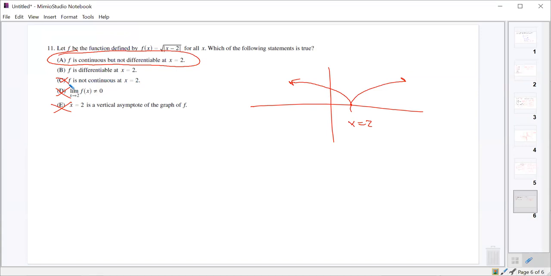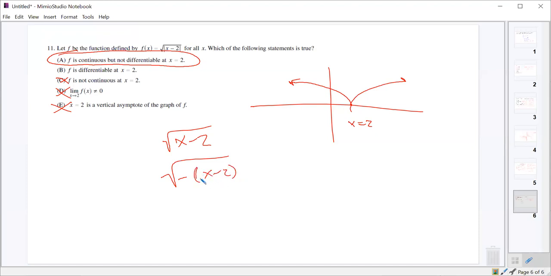And then to see that it's not differentiable, we've got to think about what's happening to this. If we plug in values of x that are very close to 2 from the right, we're getting something that looks just like the square root of x minus 2. Right? But if we plug in values to the left of 2, like 1.99999, we're getting something that looks like the square root of the opposite of x minus 2.